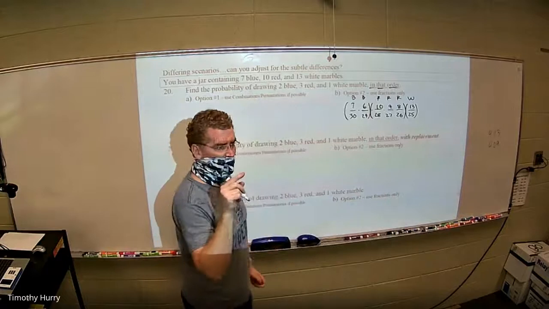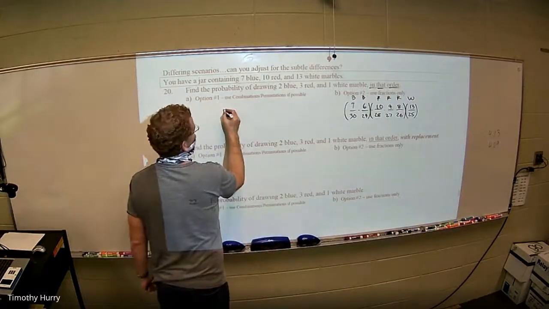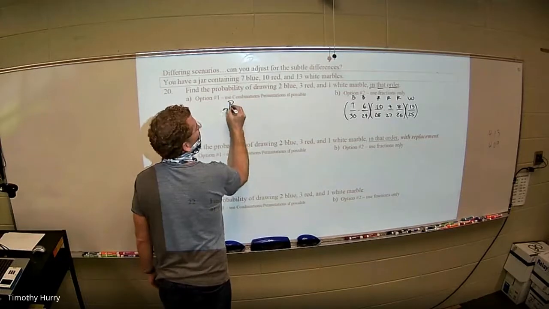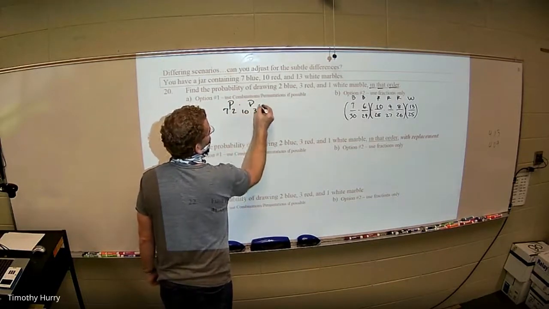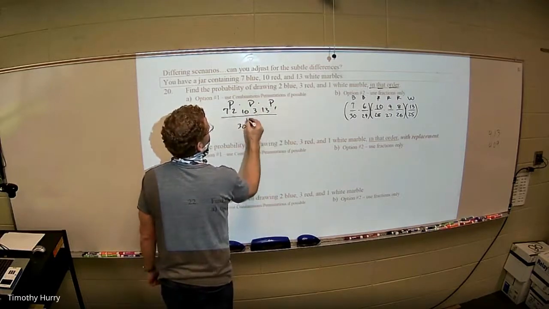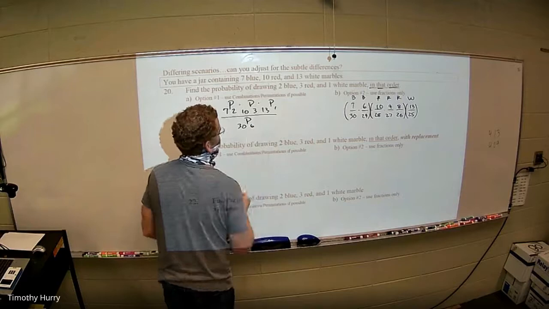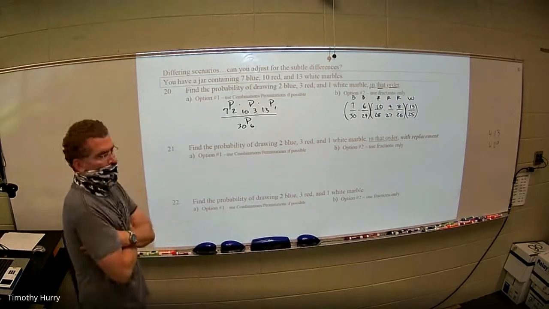And if I wanted to do permutations, you would have had this. 7P2 times 10P3 times 13P1 over 30P6.